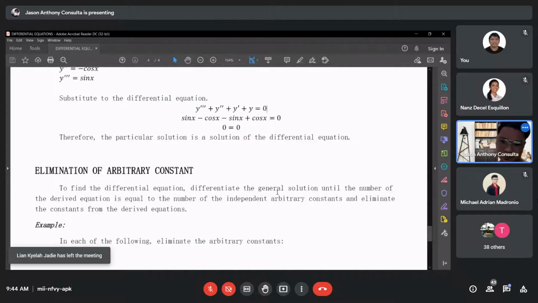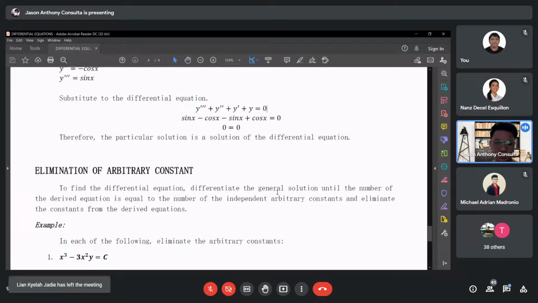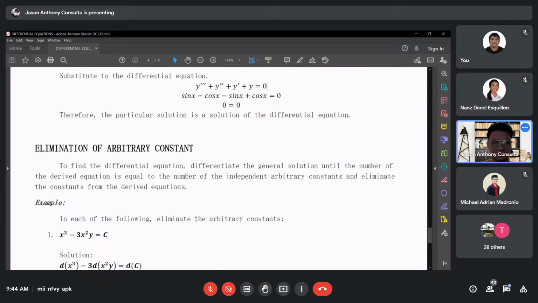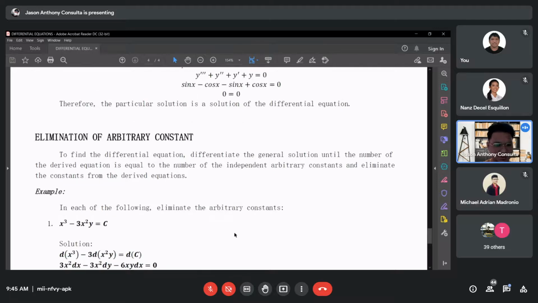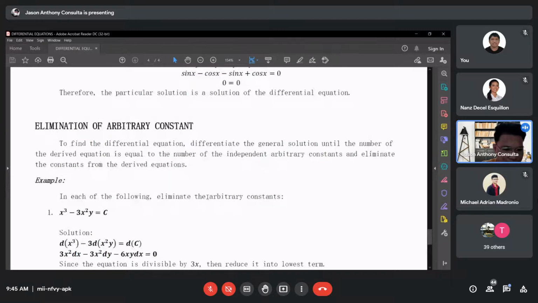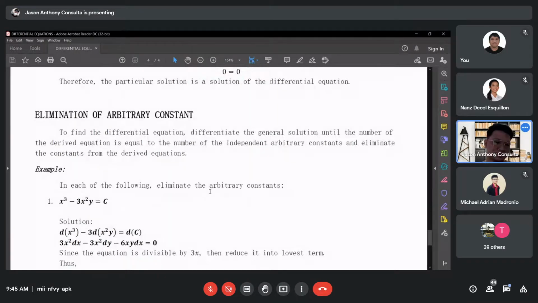So dito, eliminate the arbitrary constant. Isa lang, di ba? So, differentiate. Diretso ko na class kasi medyo ano na yung time natin. Derivative of x cubed is 3x squared dx. Anyway, basic differentiation lang. Minus, naalala pa ba yung derivative of a product?